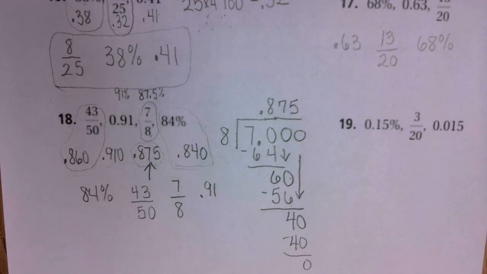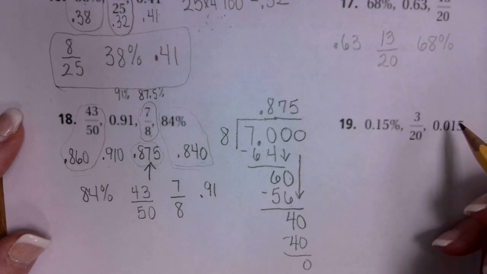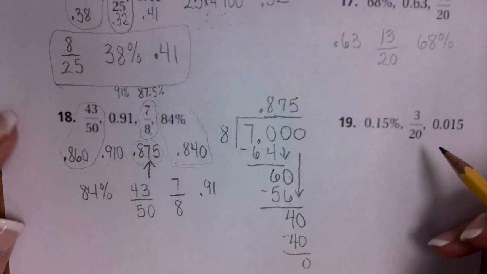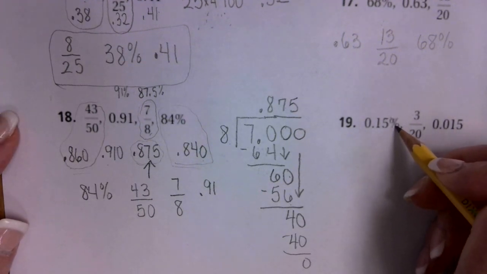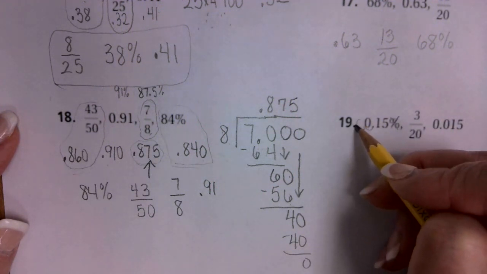So we didn't quite make it through this last one, so I wanted to make sure that I showed you how to do it so that you have the answers. I change all of mine to decimals. So when you change this to a decimal, you're going to move the decimal back 2 places.